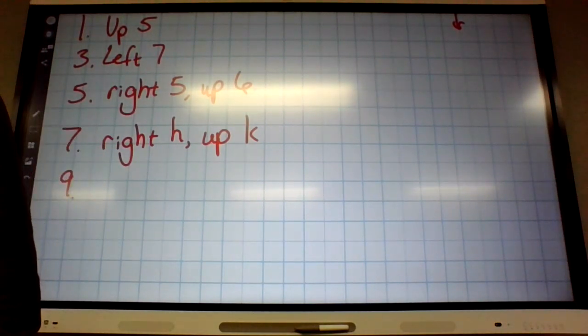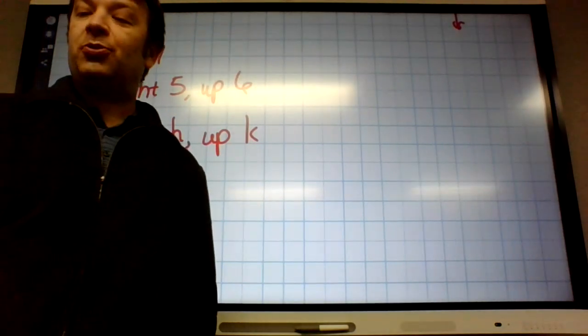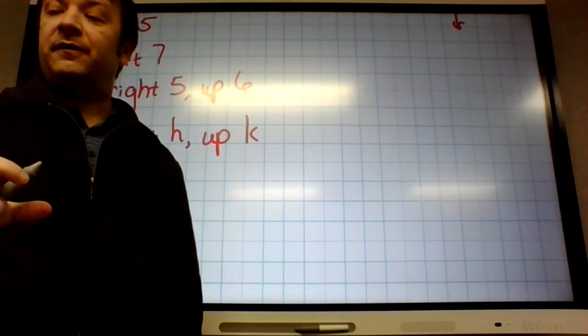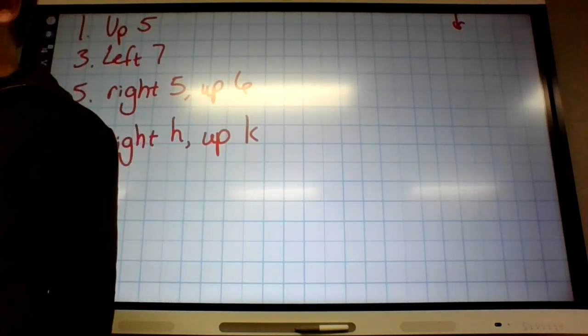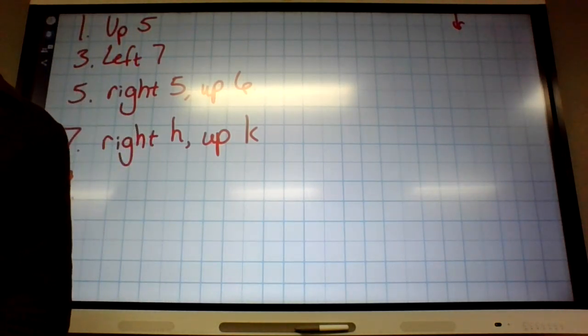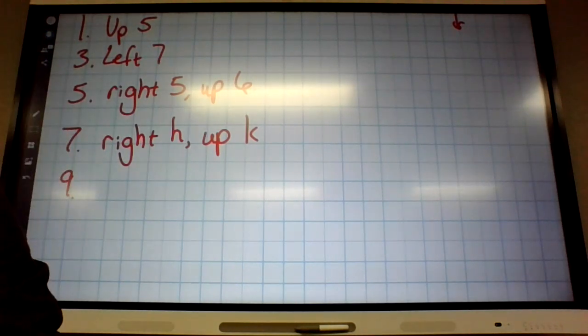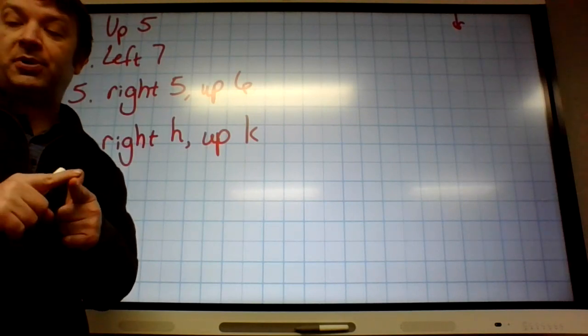Okay, number 9 is very similar, but they're asking it in a slightly different way. It says, state the coordinates of the vertex or point of inflection of each function. So it's going to be pretty similar. Let's answer number 9. How would that graph move? Right 3 and up 1.